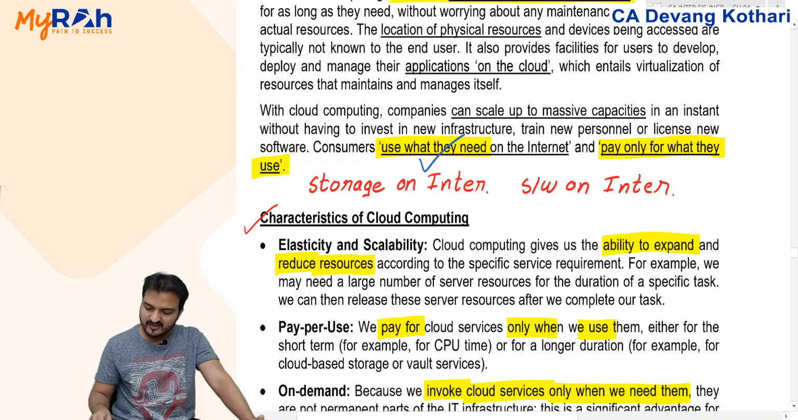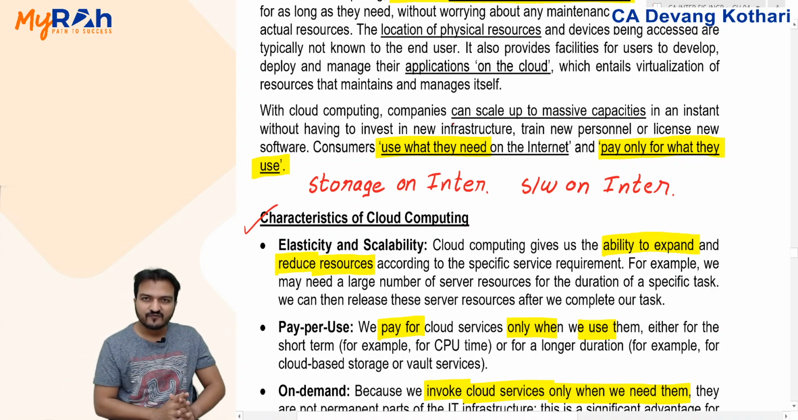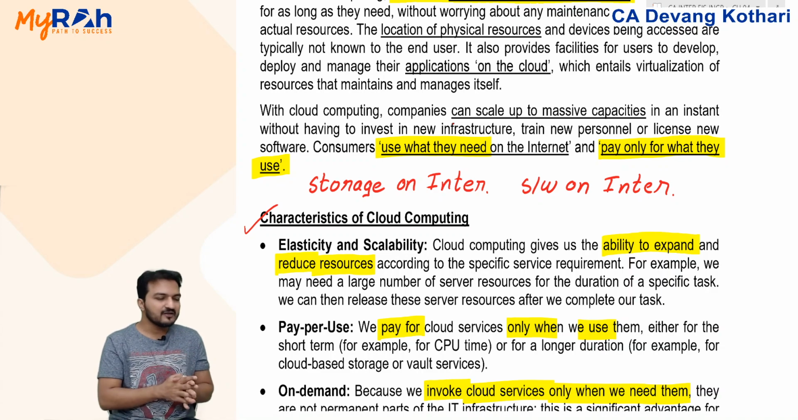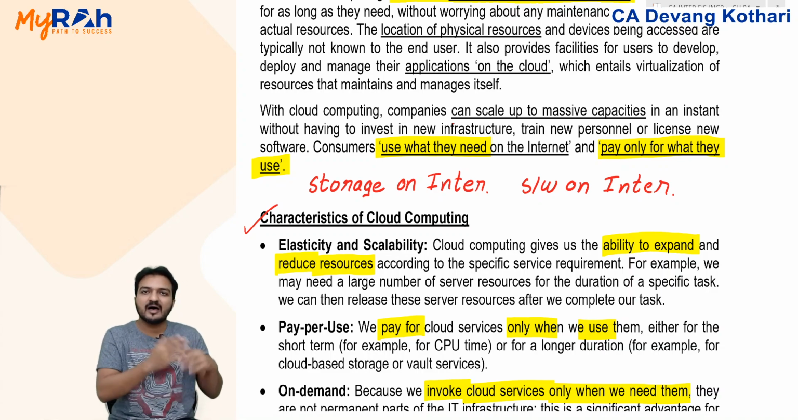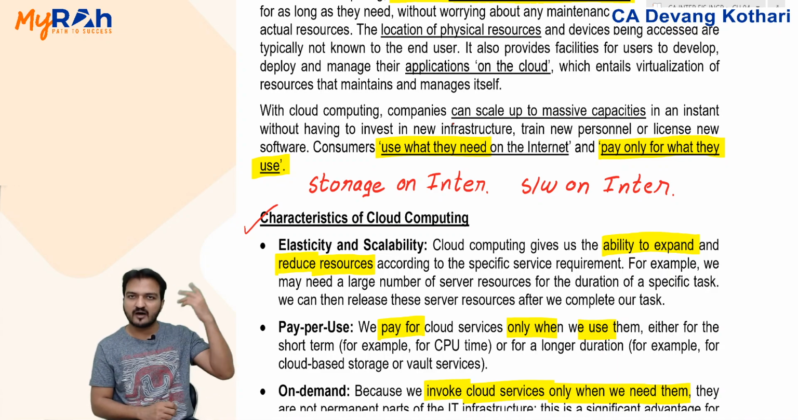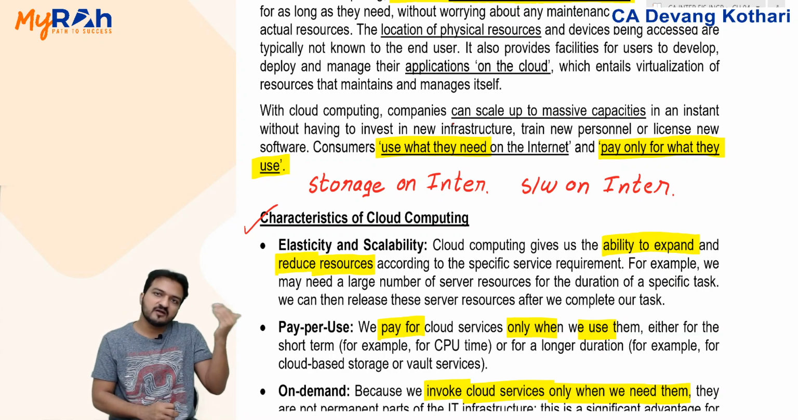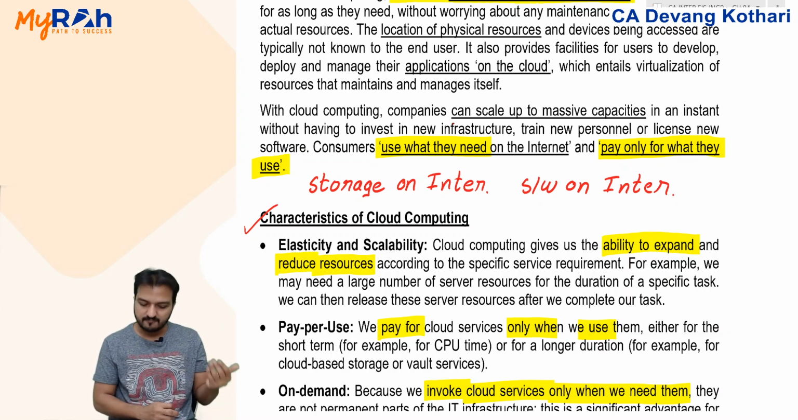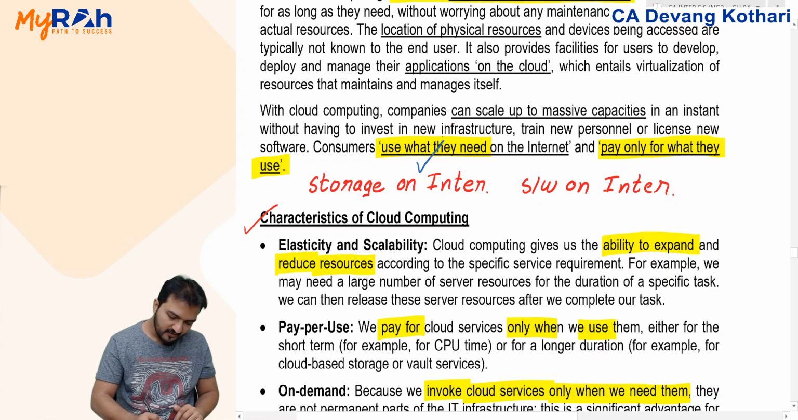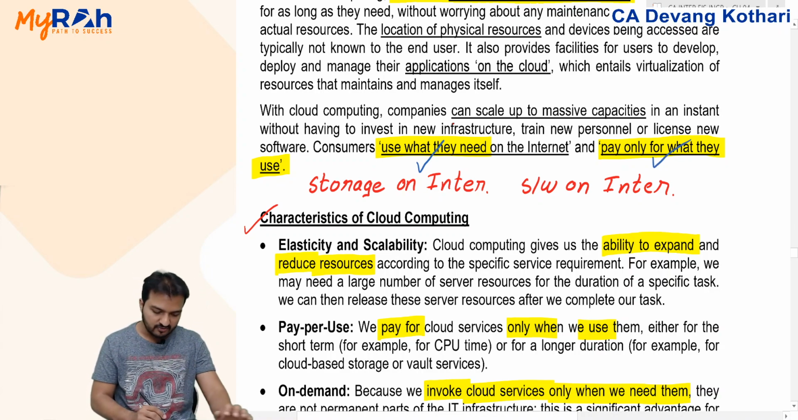Remember, I had given you an example. If I set up my own data center, if I set up my own storage, then I will definitely create a storage which is much larger than what I need. But if I get storage on the internet, I will not purchase a very large storage space. I will purchase only what I need, because later if I need more, I can anyways purchase more. So I use only what I need and I pay for only what I use. These were the important words under cloud computing.